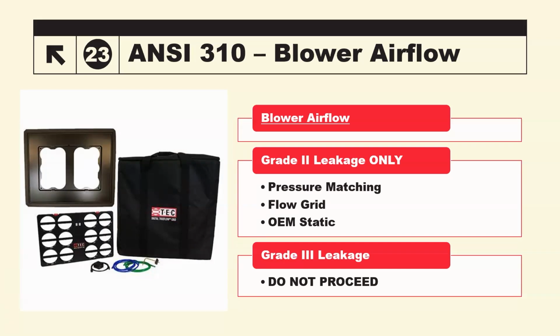But since there's leaking somewhere in the system, it excludes flow hood testing, and it leaves you only pressure matching, a flow grid, which is what we see here in the picture, or you can still use the OEM static tables. The flow grid is really cool. It's wireless, Bluetooth connected, and you can replace the filter with this unit. You pop in the right size, you put that piece in the middle, which is a powered unit that you turn on, and then it communicates with your manometers. This is made by TEC, the Energy Conservatory, and it gets you the airflow reading. In my opinion, this is probably the most accurate way to do it.